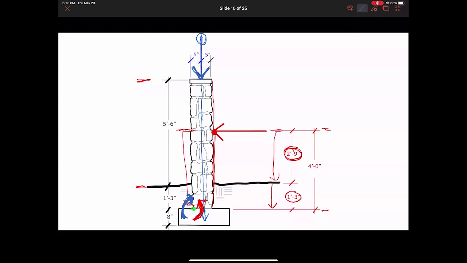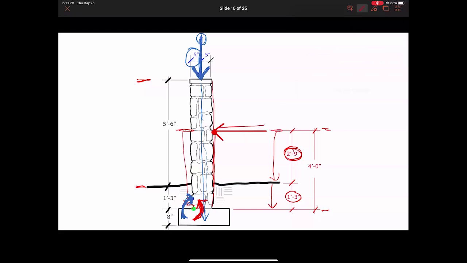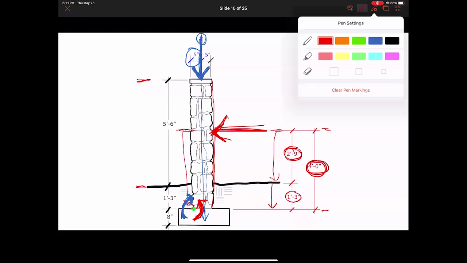So what we're going to do is figure out how much force is coming down here, and we're going to multiply that by 5 inches. And we're going to figure out how much force is coming in here, and we're going to multiply that by 4 feet. And we're going to see which is bigger. So let's start with the 4 feet one.